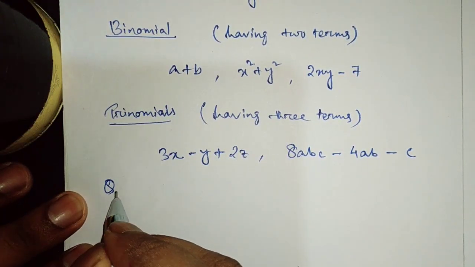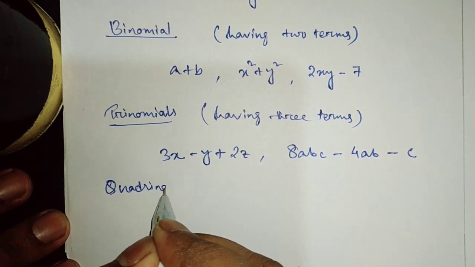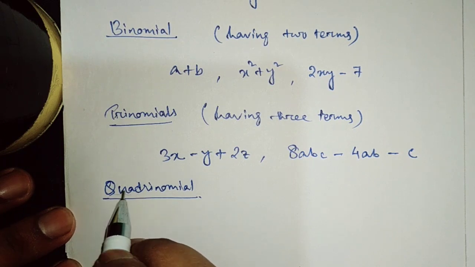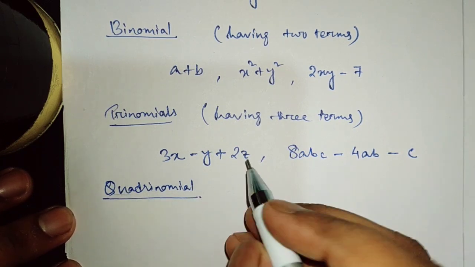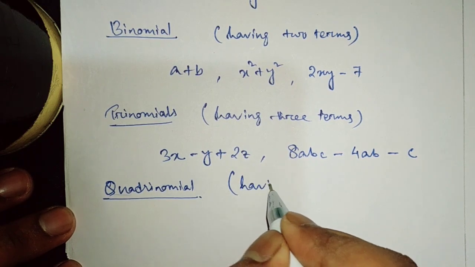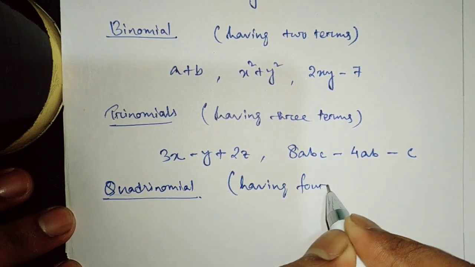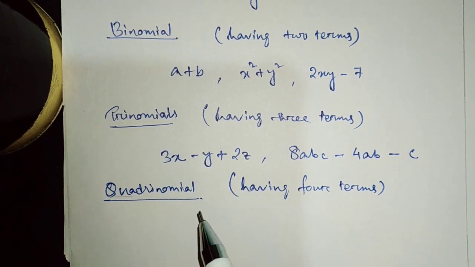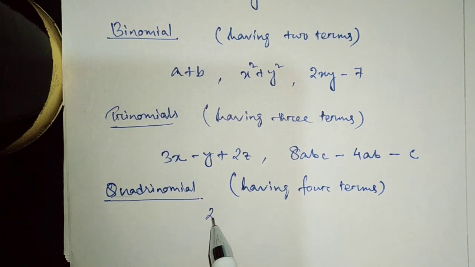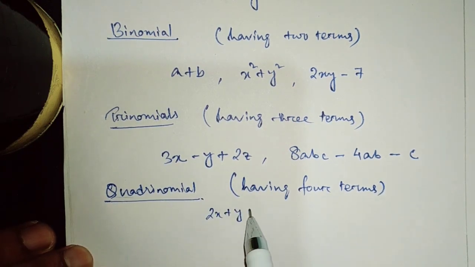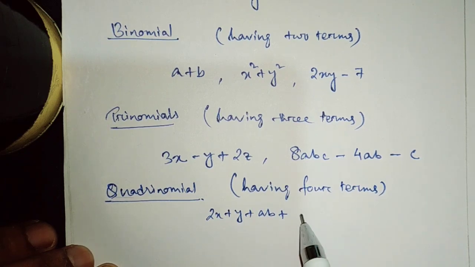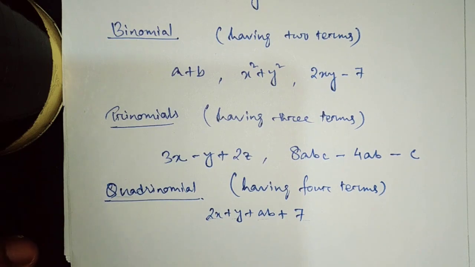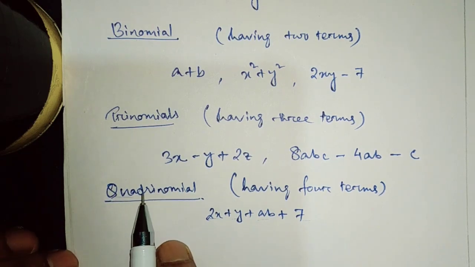Then quadrinomial. Quad means four, so you must have got the idea what quadrinomial is. It is having four terms. As for example, 2x plus y plus ab plus 7. 1, 2, 3, 4. Four terms. Okay. Quad means four.